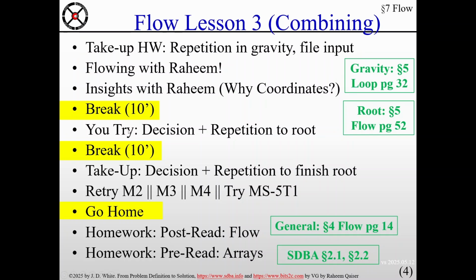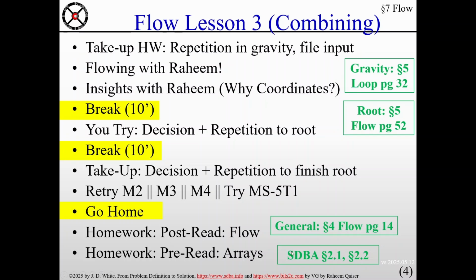And then we'll have a break. Then we'll work through the decision and repetition exercise, so that's application. We'll have probably about an hour to do that. We'll then take it up together, and then we'll have a chance to retry milestone 2, 3, 4, or milestone 5, try 1. For homework, there will be 2 readings, reading about flow in the book. That's general section 4 flow, page 14, and also pre-reading about arrays in SDBA section 2.1 and section 2.2. That's the textbook that's in the library.